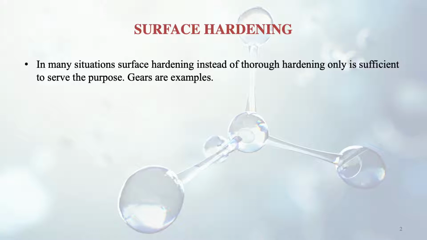First of all is surface hardening. We start with why it is needed and how it is done. There are situations in which, instead of thorough hardening, we only need to harden the outer surface, and the inner can be a little softer. Examples of this case are gears. So this process is very much needed, and that's why we are studying it.